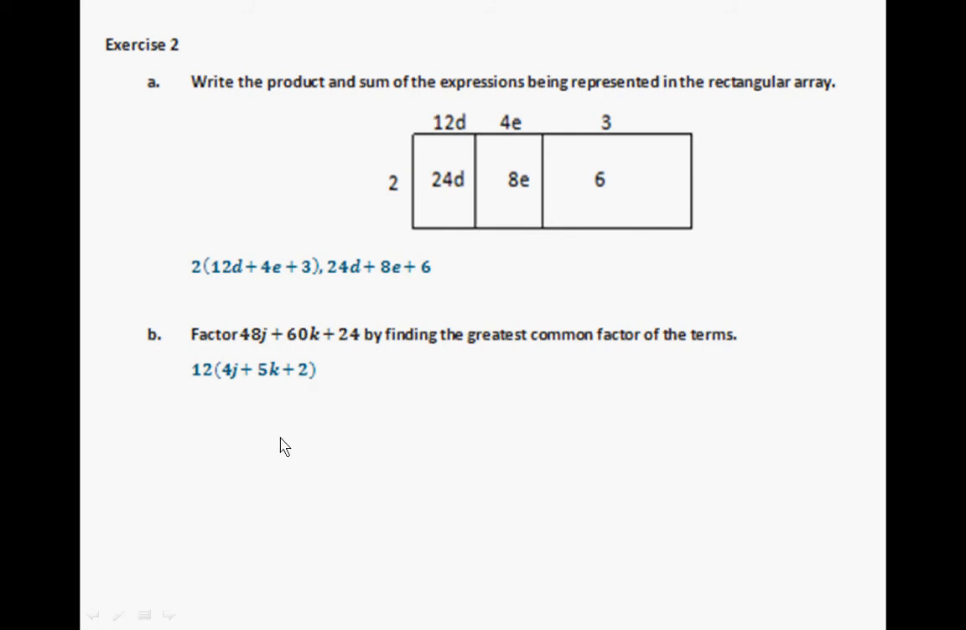Then it asked to factor 48j plus 60k plus 24 by finding the greatest common factor of the terms. Well, the greatest common factor of 48, 60, and 24 is 12. So that means the product of 12 times the quantity of 4j plus 5k plus 2.